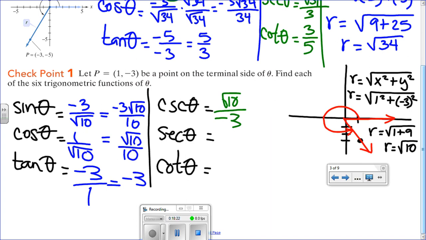Oh my God, it's negative. It's negative square root of 10 over 1, and then it comes down. Square root of 10, very good. Okay, Edwin, you're going to give us the last one. Negative 1 over 3. Very good. Good job, guys. Great work.